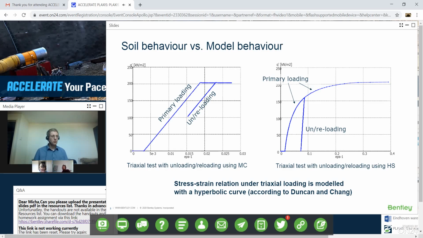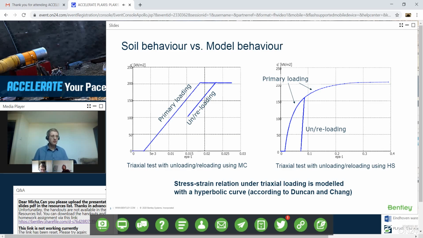If somewhere I do an unloading, then you see that the unloading reloading line is very steep, because the stiffness for unloading and reloading is considerably higher than for primary loading. So for the graph on the right we do the same. We load until a certain level, we unload, we reload, and then we continue loading until failure.